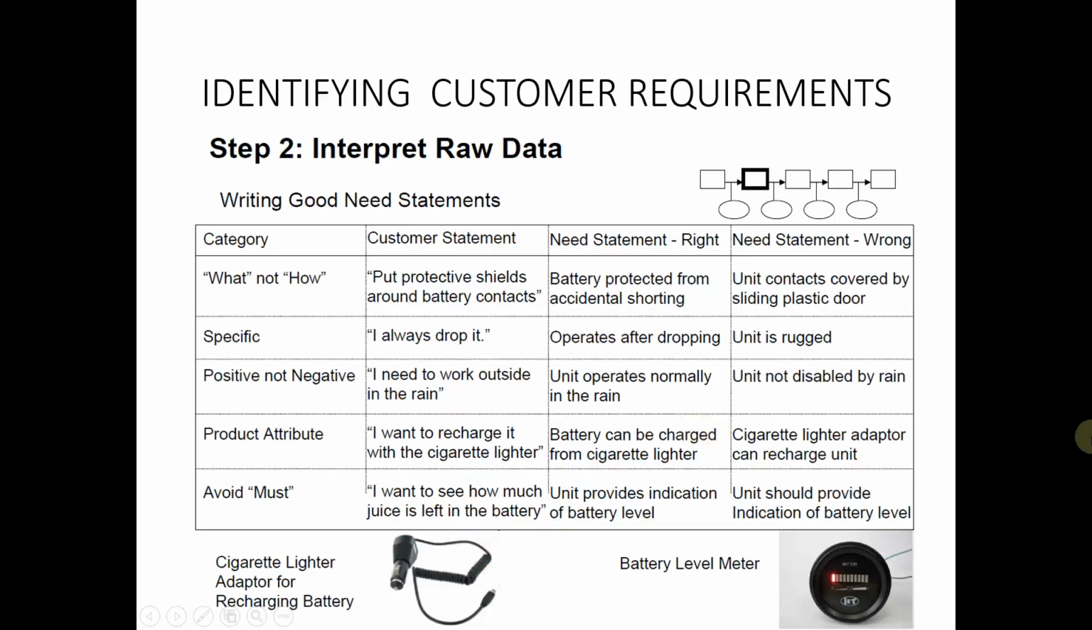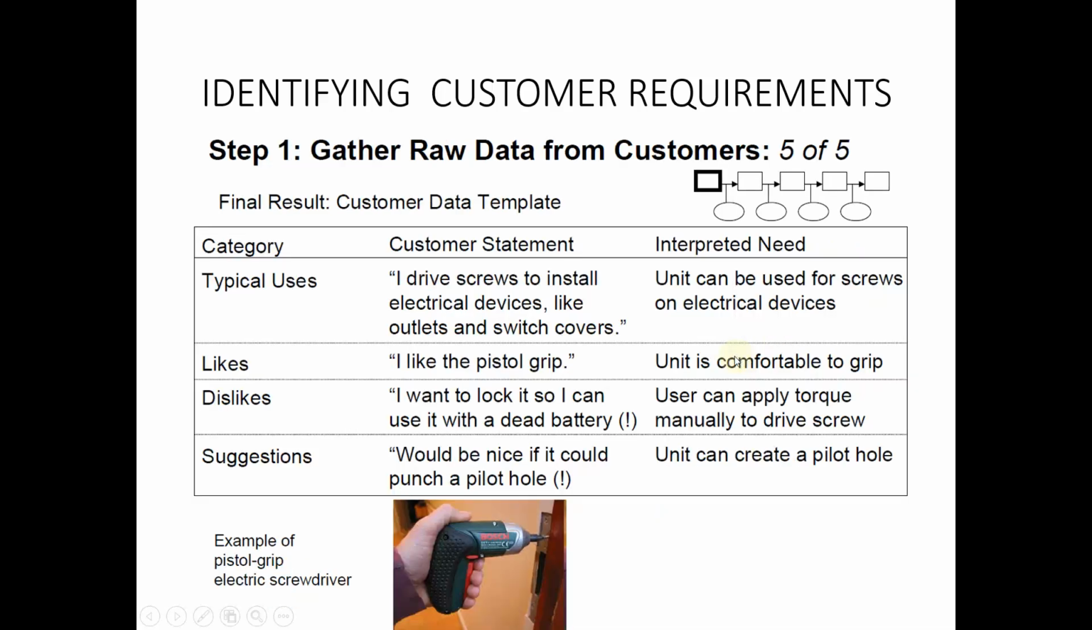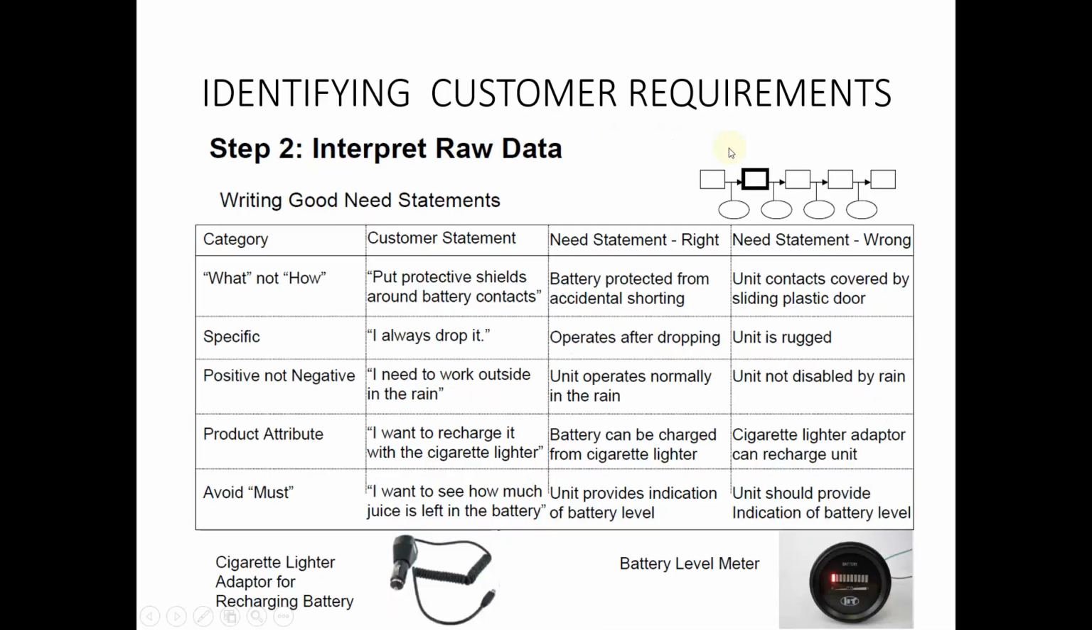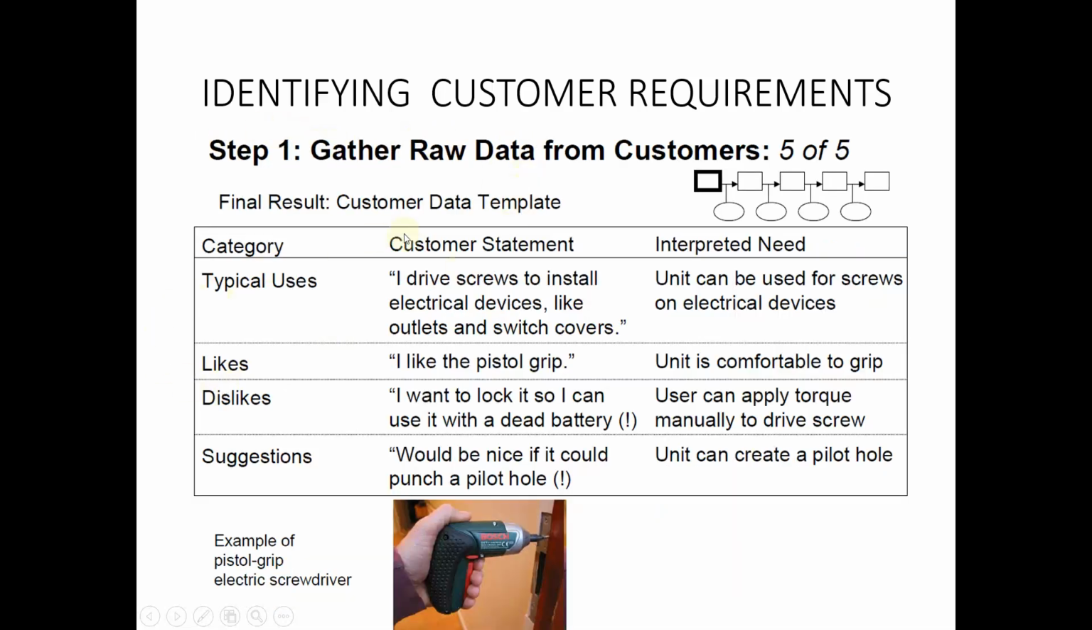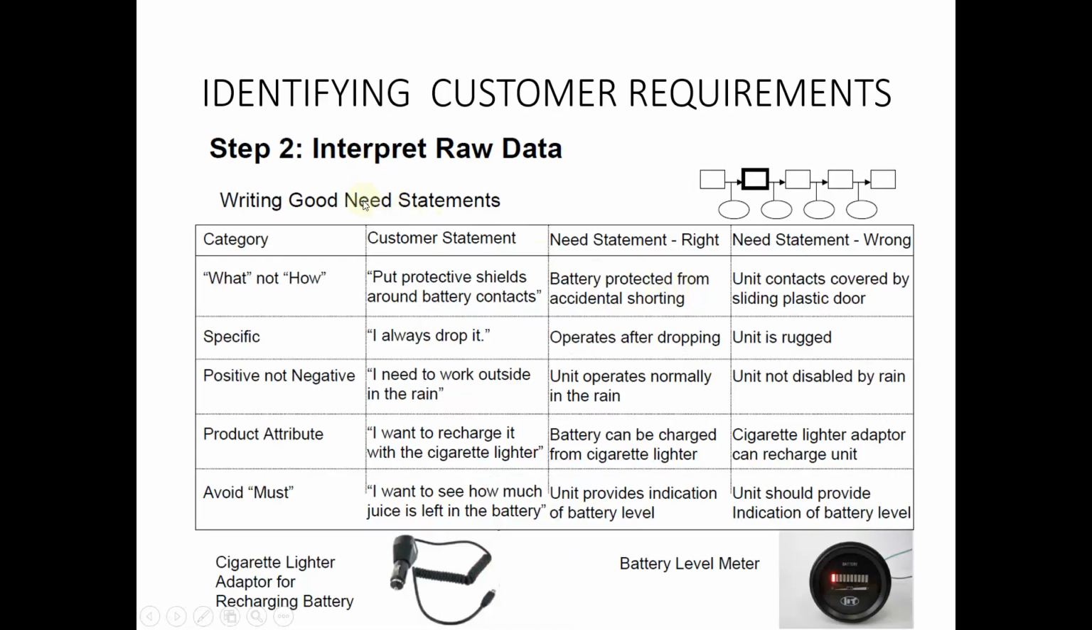So interpreting raw data is the second step. The first step was to gather raw data from the customers. The second step is to interpret raw data. The customer has stated the raw data, and now we need to turn the raw data into meaningful data. That is what is meant by writing the need statement or problem statement. The problem statement is converting raw data into meaningful terms.